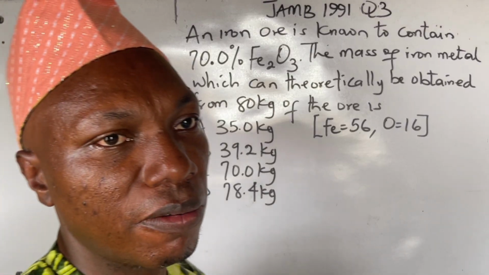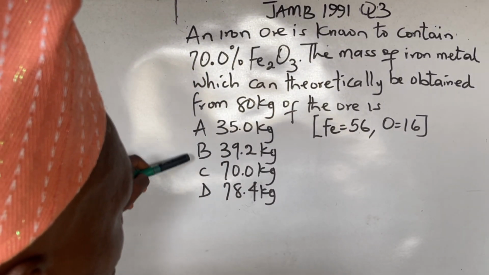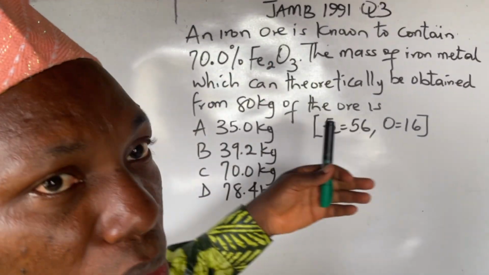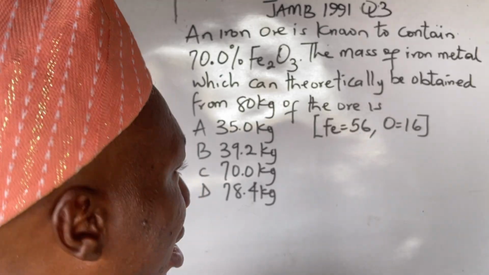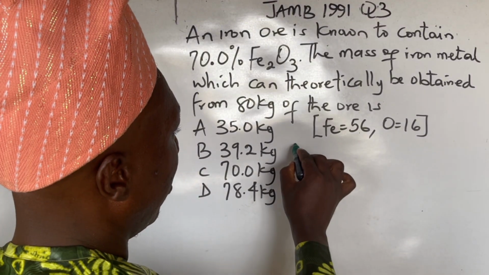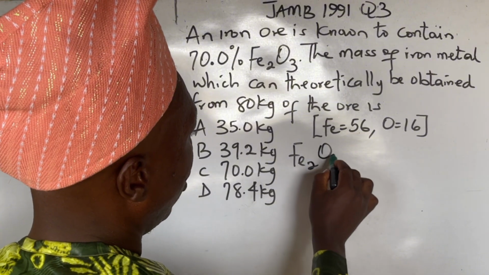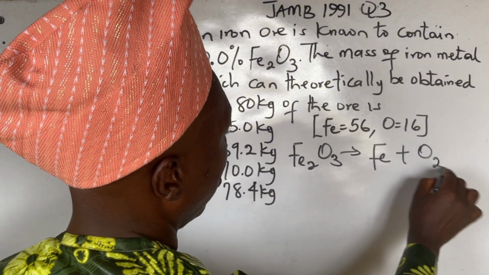let's write the equation of the ore in this and see the options we are given and the relative atomic masses. Before you can solve this problem, you need to write the chemical equation. So let's write the ore. That's iron 3 oxide. Let's balance it. We give iron with oxygen.